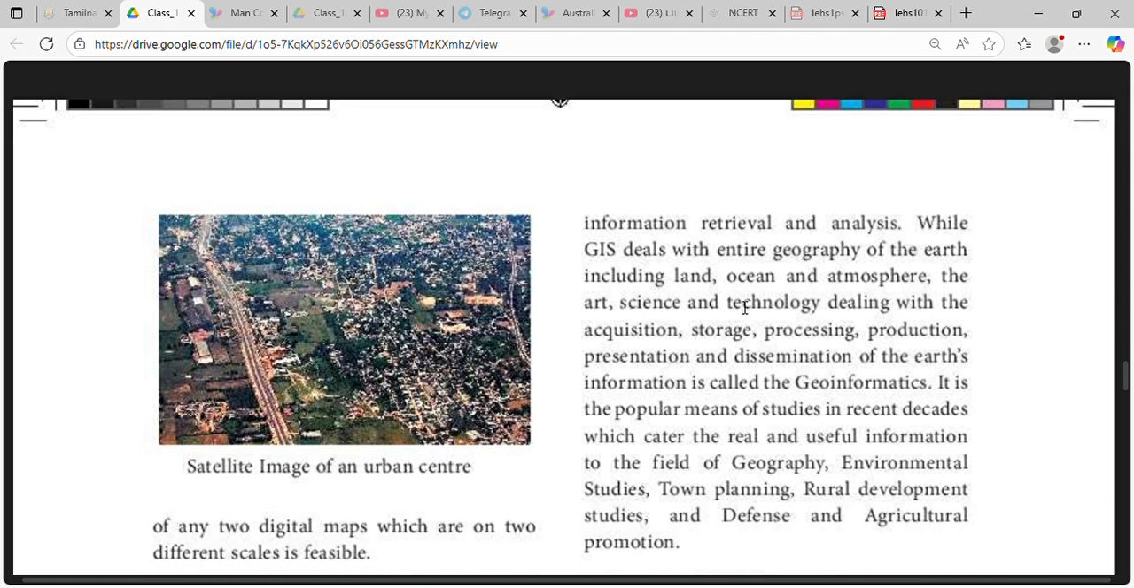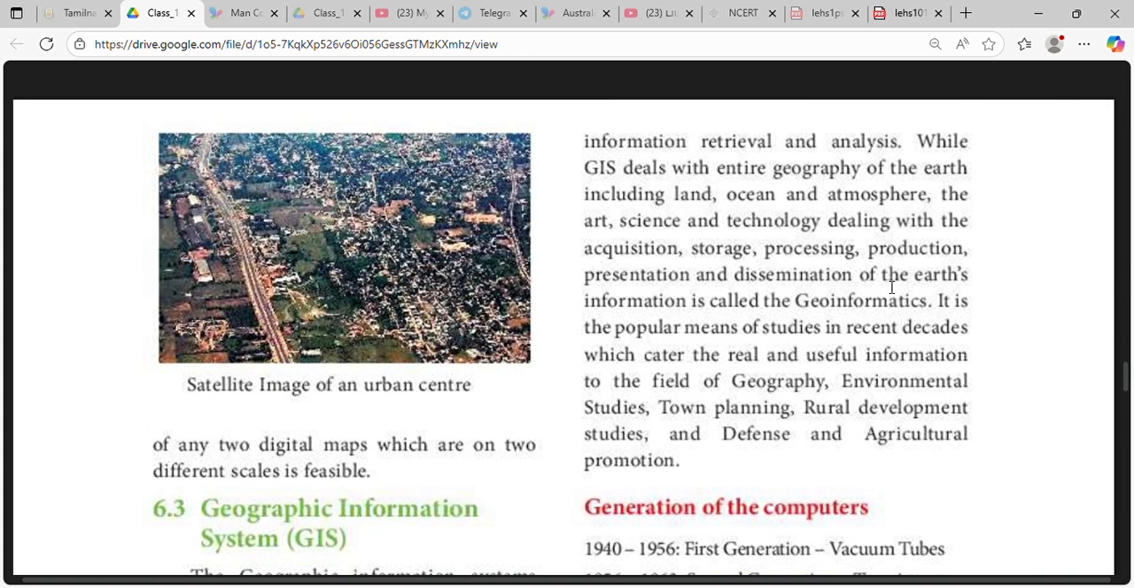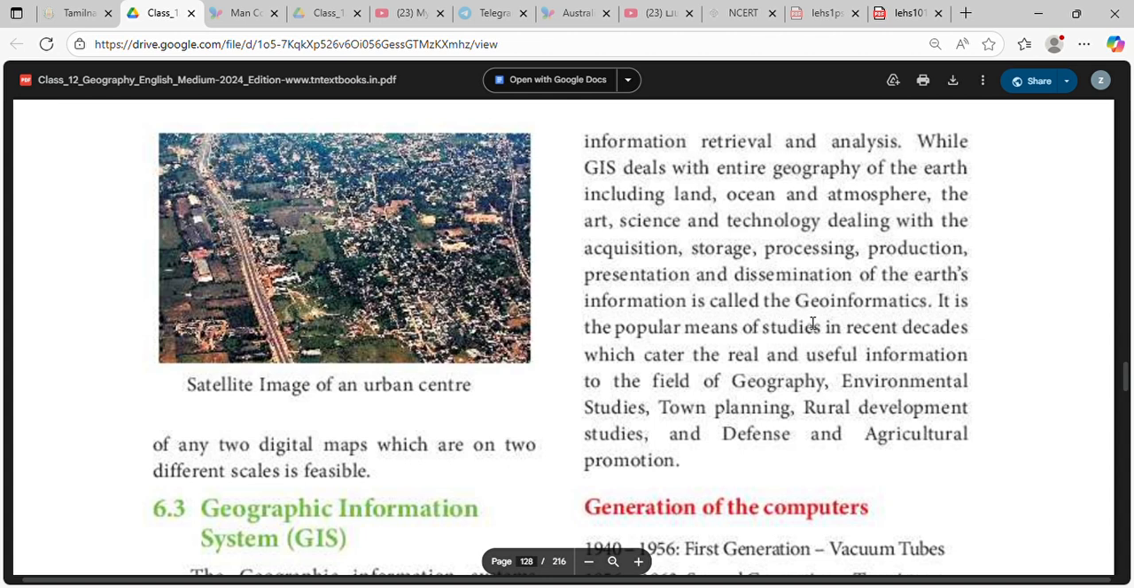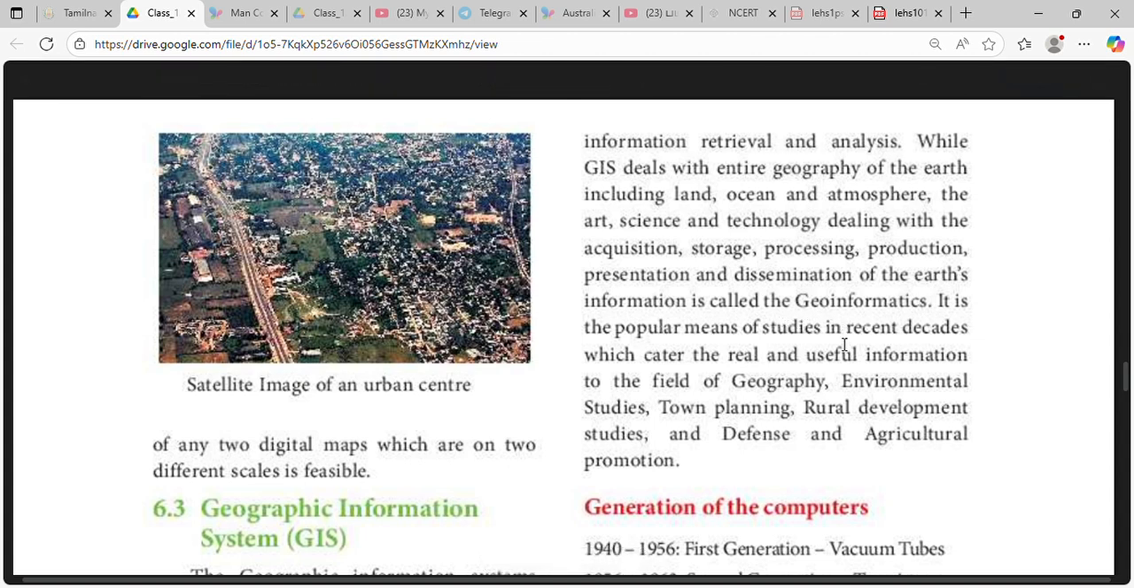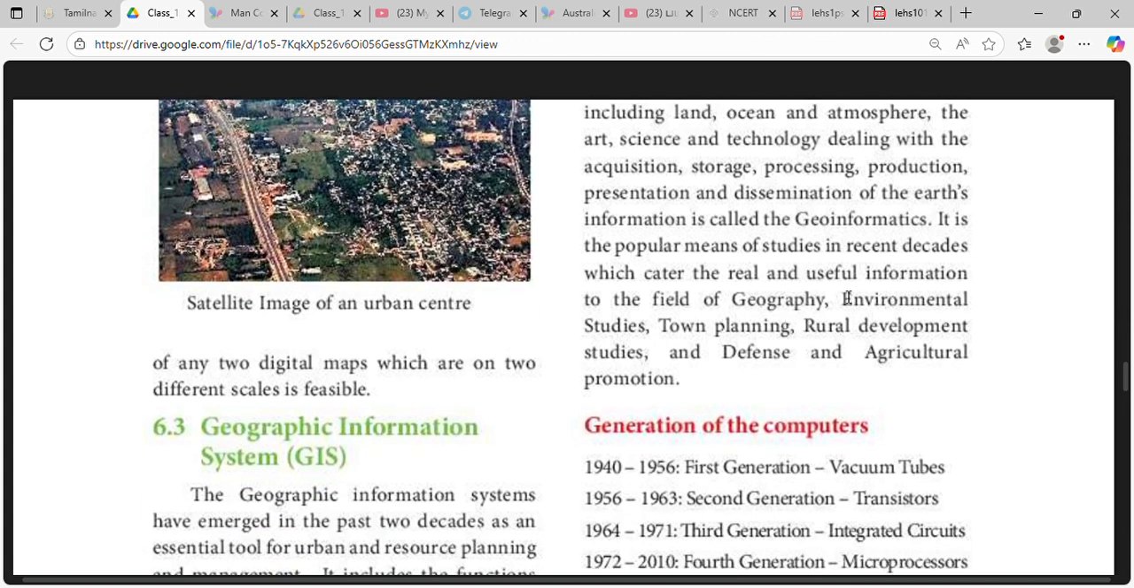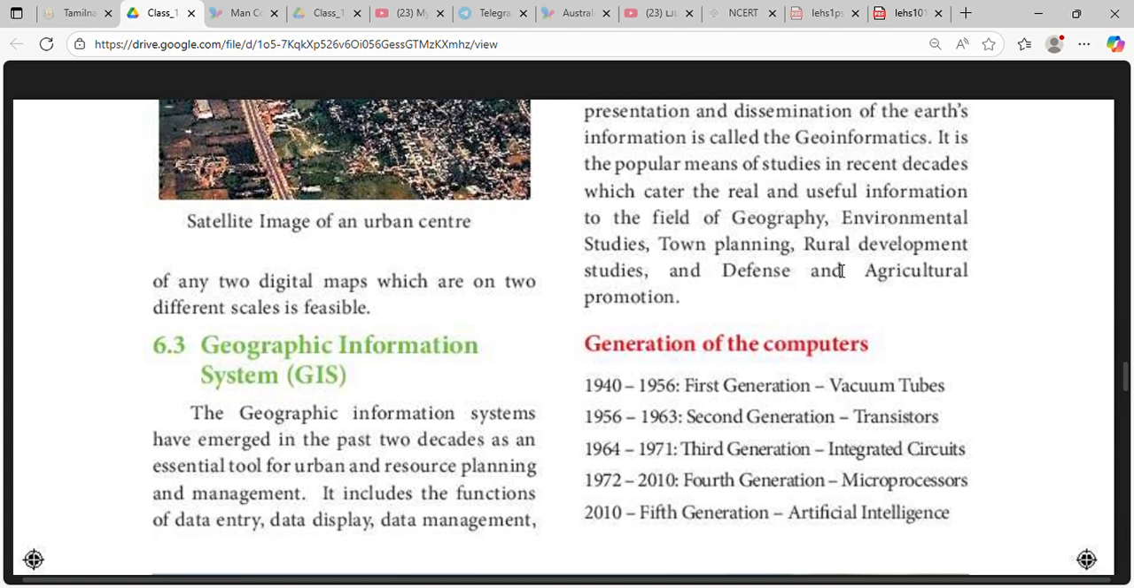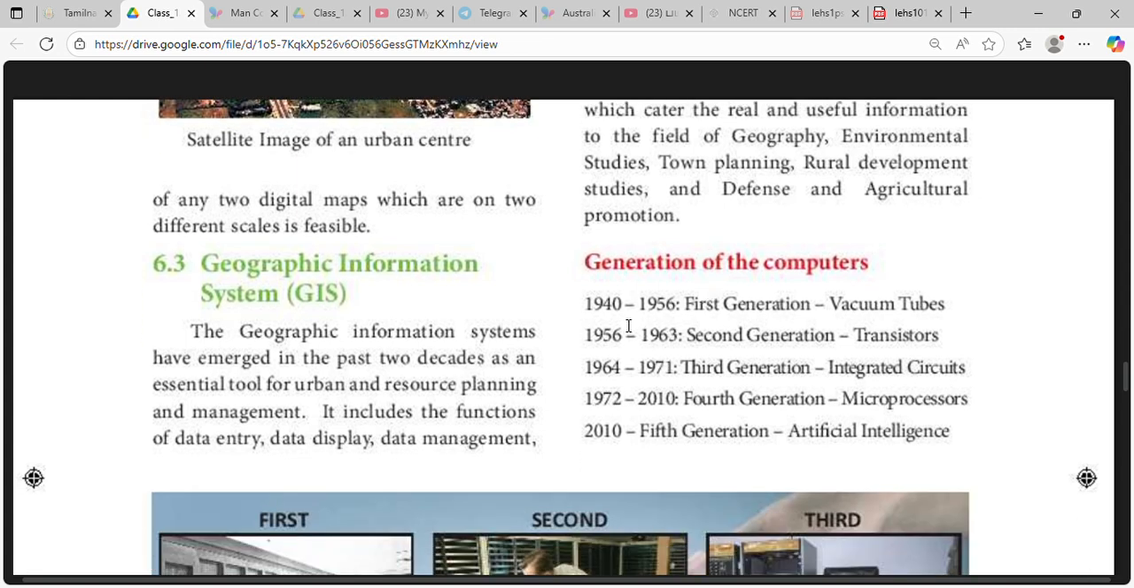The art, science and technology dealing with the acquisition, storage, processing, production, presentation and dissemination of the Earth's information is called geoinformatics. It is the popular means of studies in recent decades which cater real and useful information to the field of geography, environmental studies, town planning, rural development studies and defense and agricultural promotion.